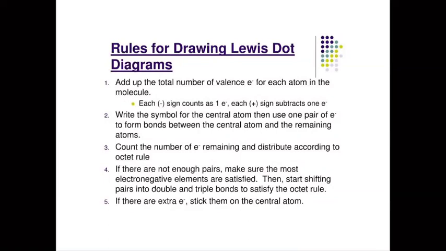If it's octet, what does that mean? Great, 8. Now there's some exceptions, but we will talk about them. Now, if there's not enough pairs for the central atom to have their octet, we're going to bring electrons in from the outside atoms. But in the case that there are sometimes, when we build these structures, extra electrons, we'll just stick them in the central atom. The best way to illustrate all of this is by practice.